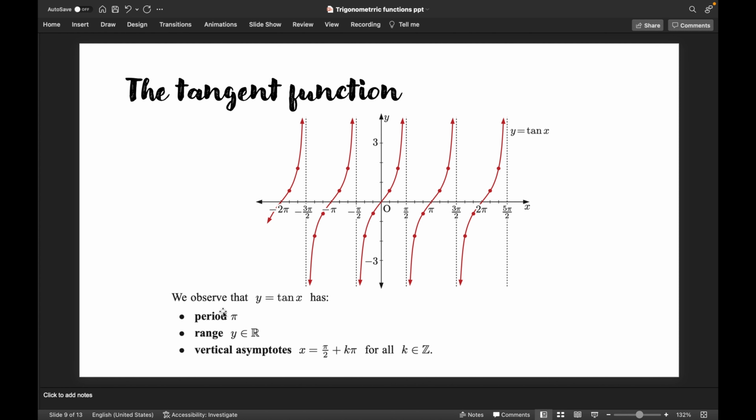Okay, moving on. So the vertical asymptotes are always at x equals pi by 2 plus k pi. Yeah, that's all you need to know. And this is the shape of the graph. It looks somewhat like this. It just goes like this. I don't know how to describe it, but I hope it's understandable.